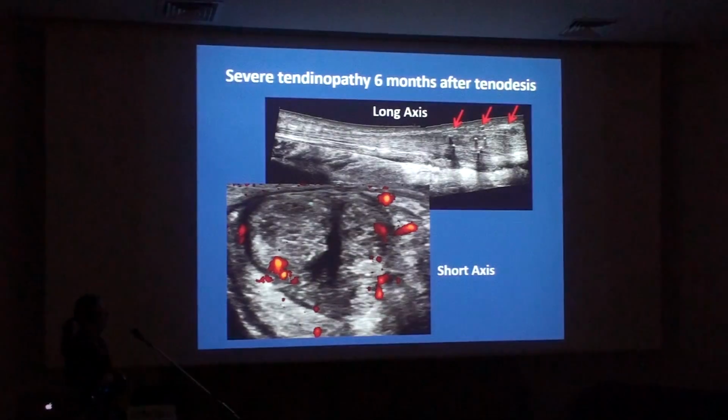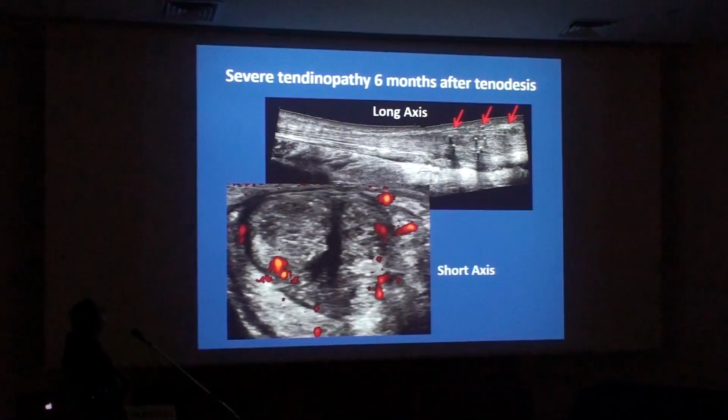This is an interesting case. This is a patient who was treated for a peroneal tendon tear with tenodesis 6 months prior to this ultrasound study, but he remained symptomatic after the procedure and came back for ultrasound imaging. You can see here the suture material and thickened tenodesed tendons, but there was markedly increased neovascularity in this region, and we call this tendinopathy.